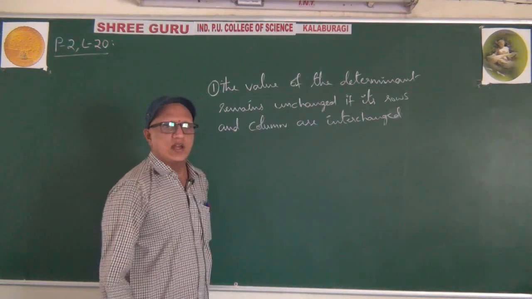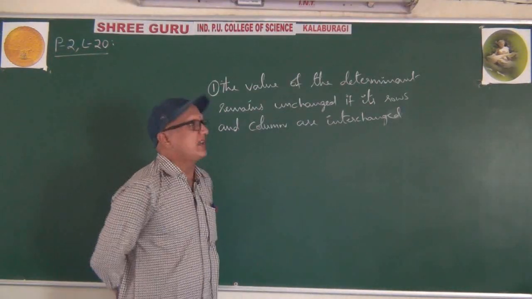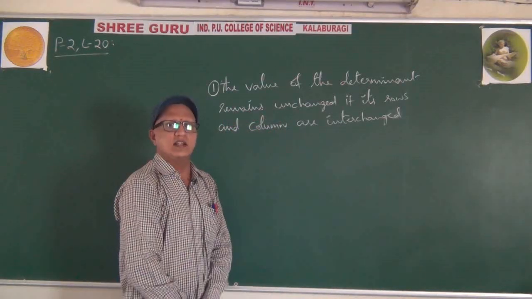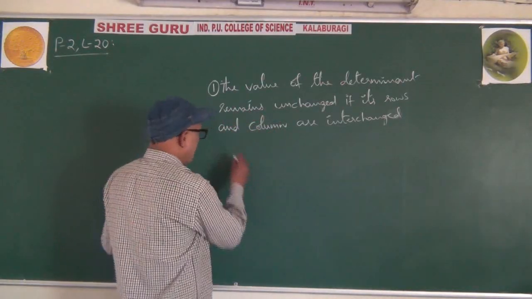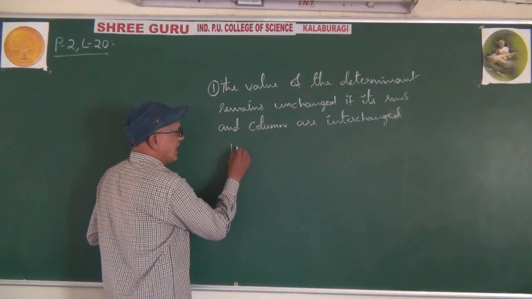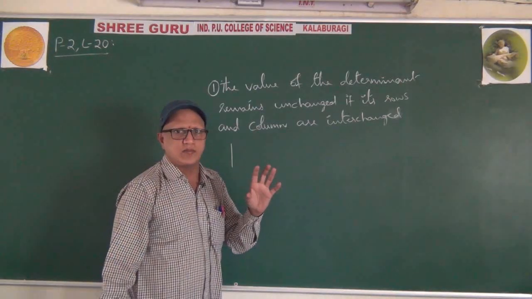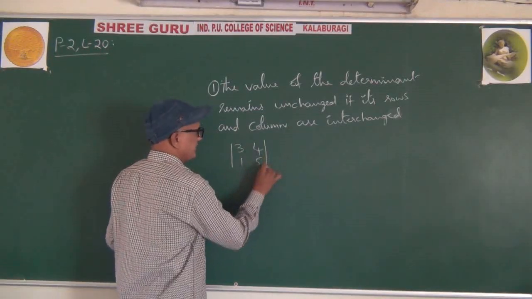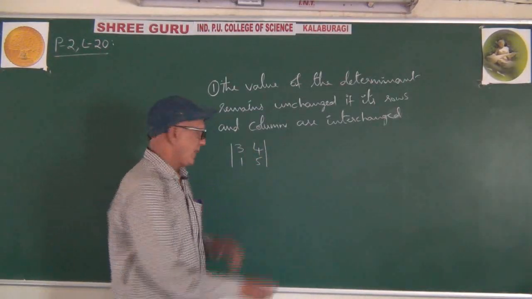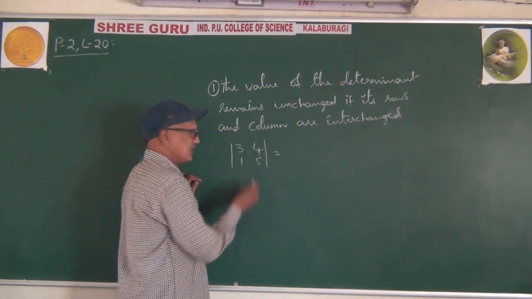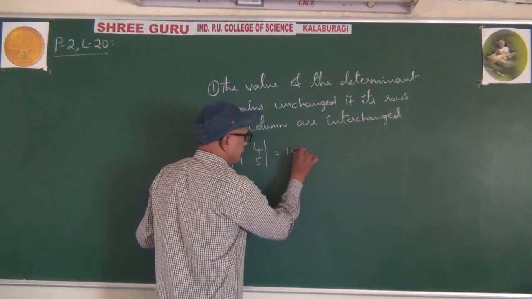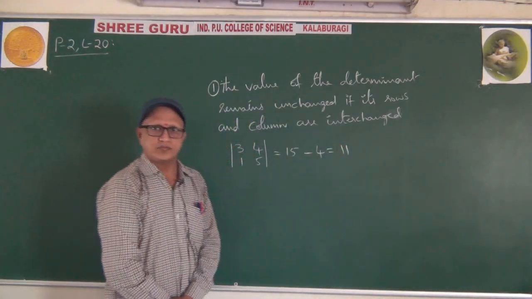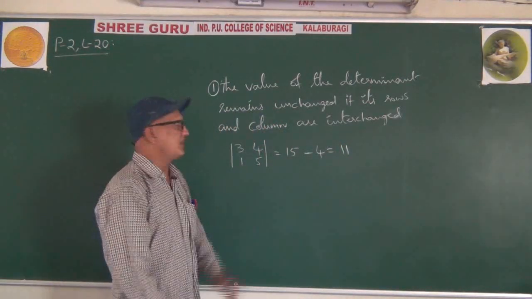So with the help of an example, we can understand this property very easily. Nothing is there in this. Now let us see. I will take a small 2 by 2 matrix determinant, then you can understand this. 3, 4, 1, 5 equals to. How to expand this one? 3 fives are 15, minus 1 into 4, 4. Answer is that.